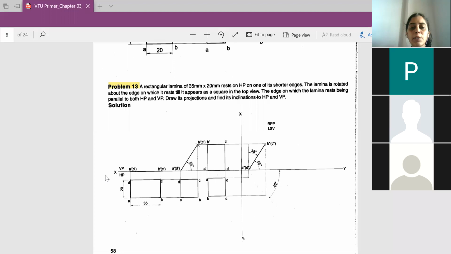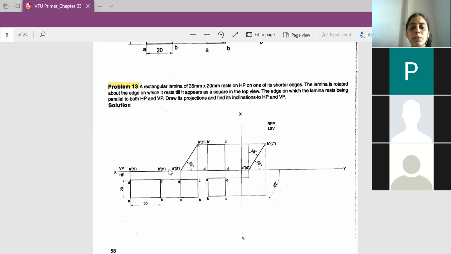Now what have they told us? The lamina is rotated about the edge on which it rests, and it appears to be a square in the top view. So the lamina will be twisted to some angle. That angle we don't know, so we have to find it out. But they are telling us that when it is twisted to some angle, it looks like a square lamina in the top view. So first we will draw the top view and then we will find out the angle of inclination.